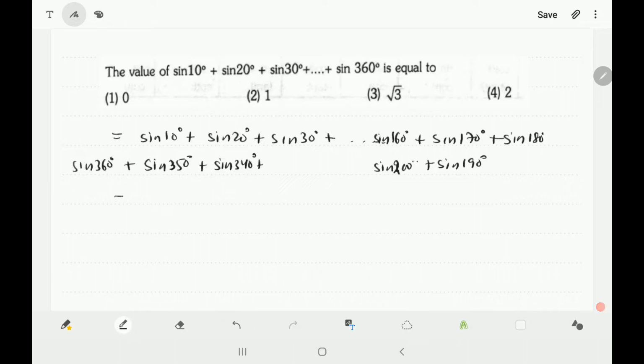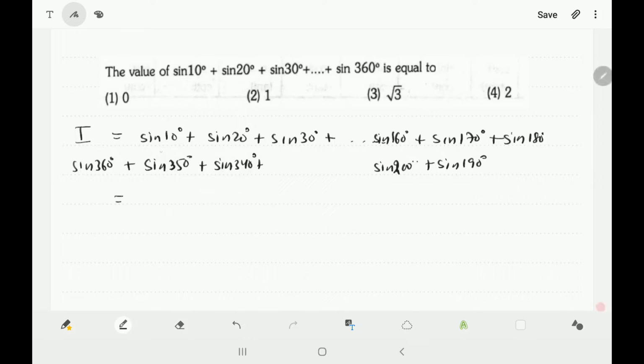I hope you are clear on how I wrote the terms like this. In the first row, I have written sine 10, sine 20, sine 30, and so on to sine 180. Then I have written 190 below 170, and sine 350 below 10 degrees, and sine 360 we have written separately. So we have to find the sum of all these terms.